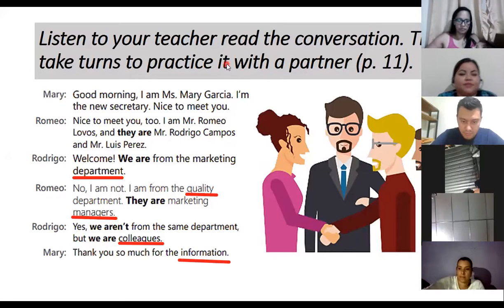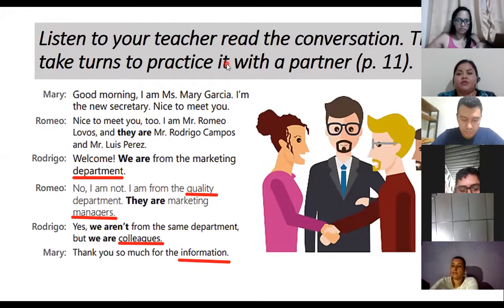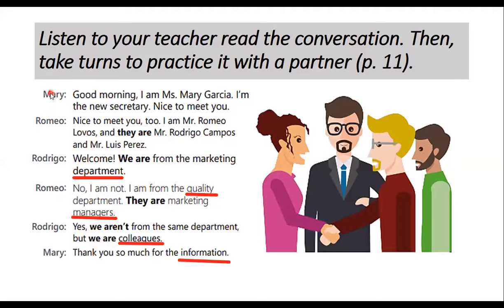So now I want two more people to practice this with me. I want Dennis, you're going to be Romeo. Okay. Vilma, you'll be Mary. And Emerson, you'll be Rodrigo. Okay. So Dennis, Vilma, and Emerson. Let's listen. Vilma, you are Mary. Emerson, you are Rodrigo. Okay. Vilma, good morning.